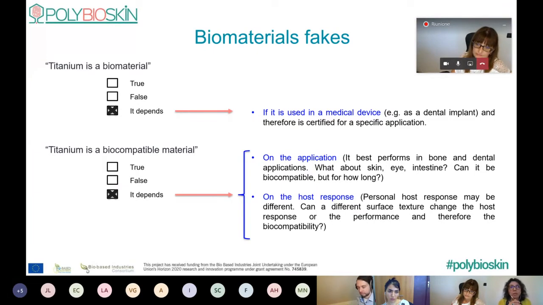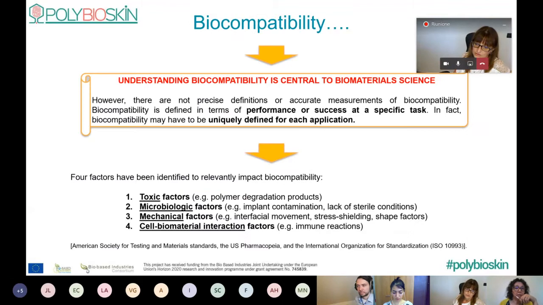So, for example, in bone it can be biocompatible, if I use it for an eye or for another tissue, it can be less biocompatible. And also it depends on the surface. For example, it generates a different immune response. So these are all factors that are involved in the biocompatibility. So biocompatibility is a very complex issue, and it depends on the specific application.